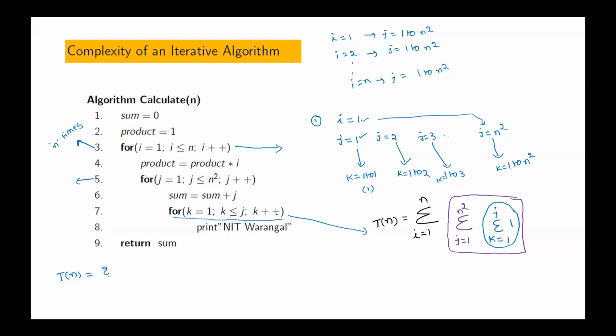If it were k equals k plus 2 or k plus 3, or j equals j by 2, something like that, then directly summation is not possible. Directly we can write, but still it is somewhat confusing. So in this case, at least we can write it here.